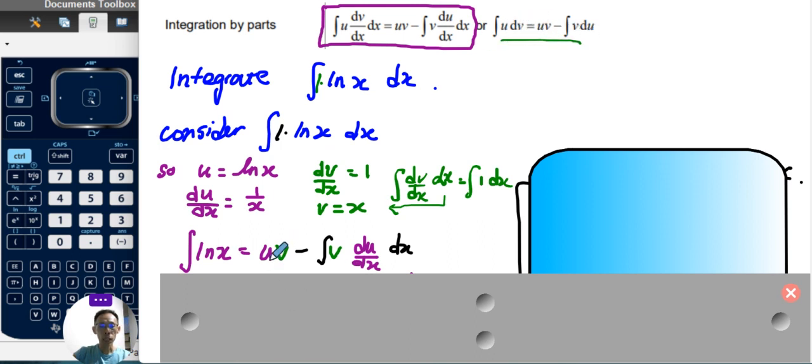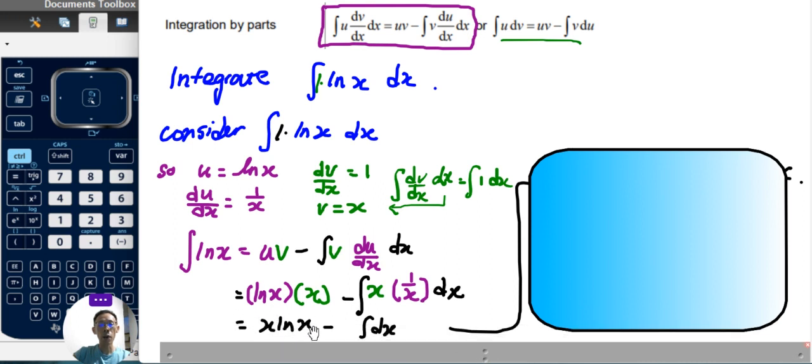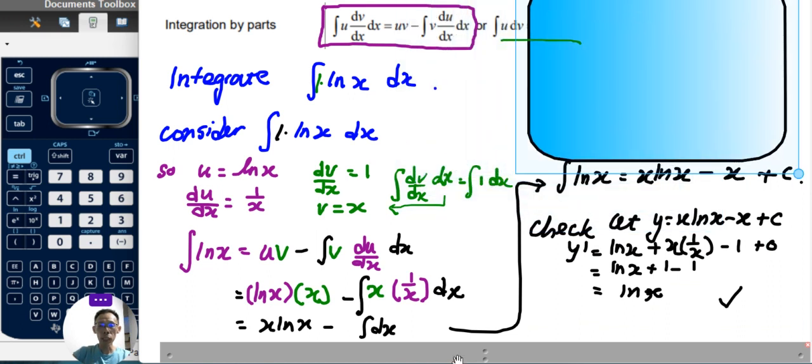So uv minus the integration of v du/dx times dx. So what is u? Well, my u is natural log of x, and v is my x, and then integrate x times 1 over x dx. Basically, this is x ln x minus the integration of dx. And what is that? Well, we're almost finished. That is equal to the integration of dx, which gives me x plus c. So basically, this is my final answer.